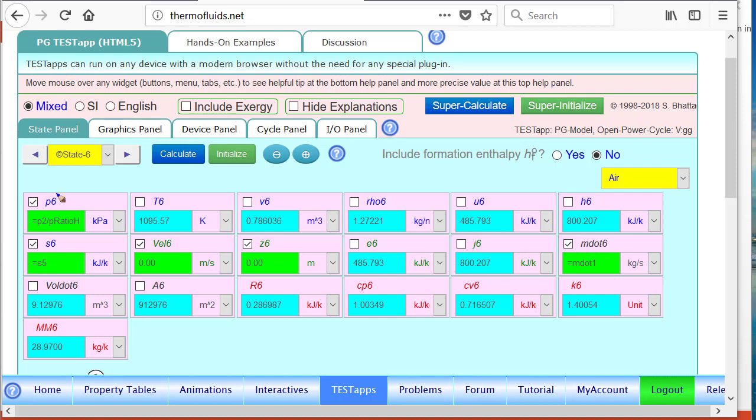State 6 is the exit of the high pressure turbine, the first turbine. As you can see, the pressure at the exit has to be obtained differently, P2 divided by the high pressure turbine ratio, P ratio of HP, which is 3. It's isentropic to state 5, so therefore state 6 is obtained. State 7 will be similarly the actual exit state of the high pressure turbine. So again, P7 is the same as P6, and enthalpy at the exit is obtained from the definition of turbine efficiency.